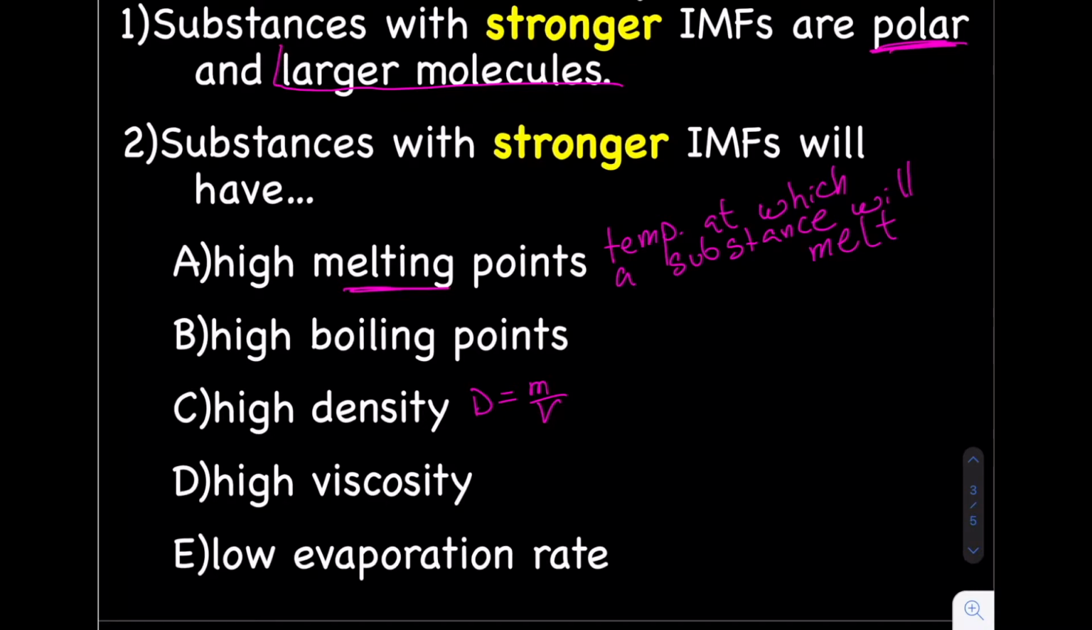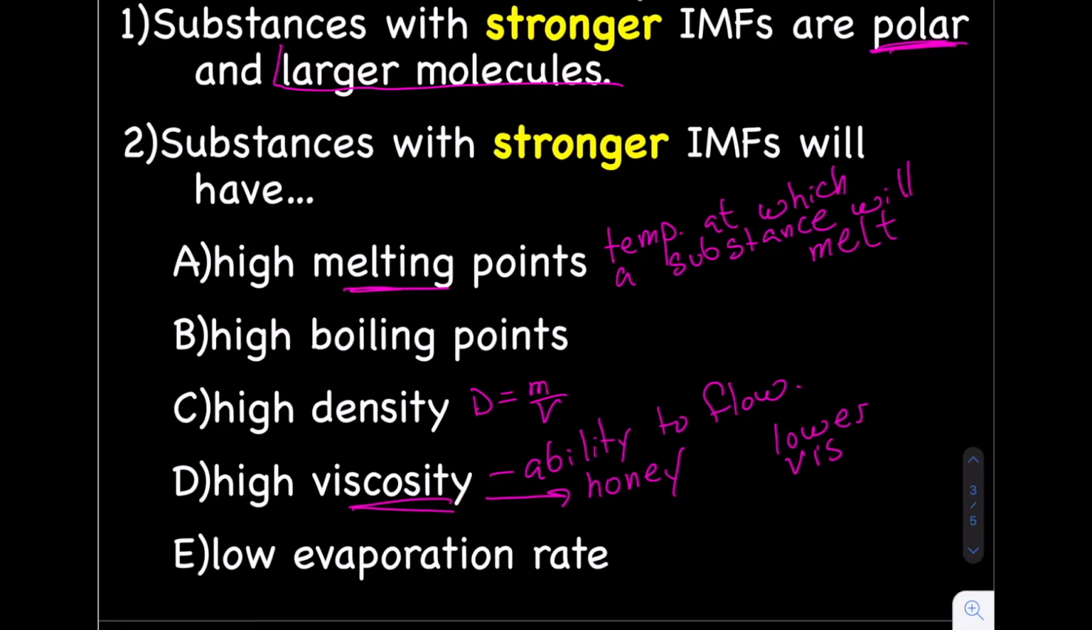Okay, substances with stronger IMFs also have a high viscosity. Viscosity is the ability to flow. So something with high viscosity would be like honey. Honey has a high viscosity. Something with a lower viscosity would be like water. Water has a much lower viscosity than honey, it flows easier.